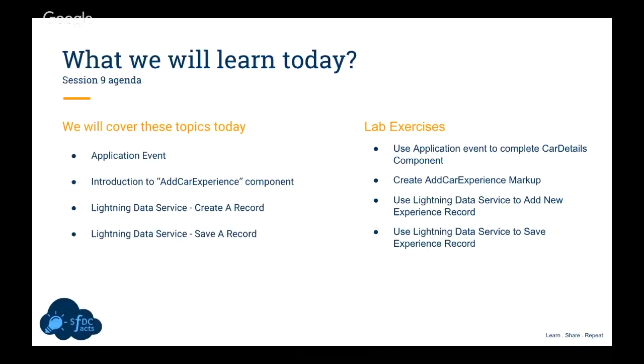The lab exercises will include using your application event to complete our car details component. Yesterday it was a static component, since we passed the ID manually, so we hard coded the record ID in our LDS, which is fetching the details from the server. But today we'll make it more generic, or more dynamic, using application event. Then we'll create our add car experience markup. Then again we'll use our LDS to add a new experience and to save a new experience record as well.